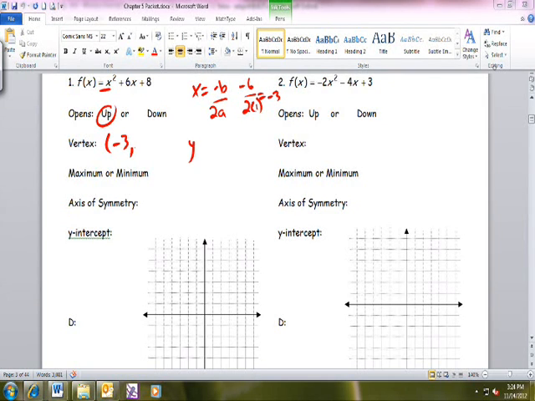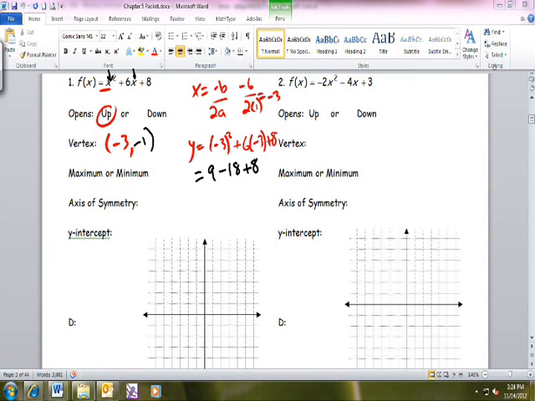So our y is our x, which is negative 3 squared plus 6 times negative 3 plus 8. Take a couple seconds, and again, we're just plugging in our negative 3 everywhere we see x. So this ends up being 9 minus 18 plus 8, which works out to negative 1. So we've got our ordered pair, negative 3, negative 1.